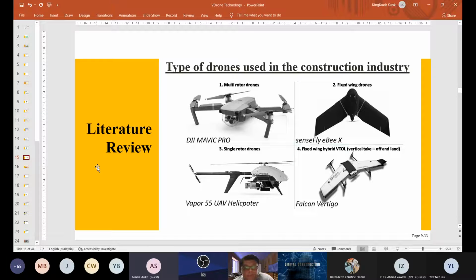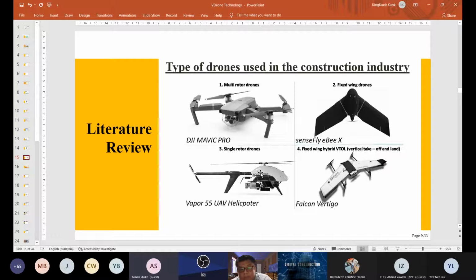So, types of drones. Among all the brands of drones, basically they can be divided into 4 types. One is the Mavic Pro. This is a multi-rotor drone, meaning that it has at least 4 propellers, so we call it a multi-rotor drone. The second type is essentially fixed wing. And the third one looks like a helicopter, the single rotor drone. It consists of only one propeller, and one example of it is the WAPO 55 UAV helicopter.